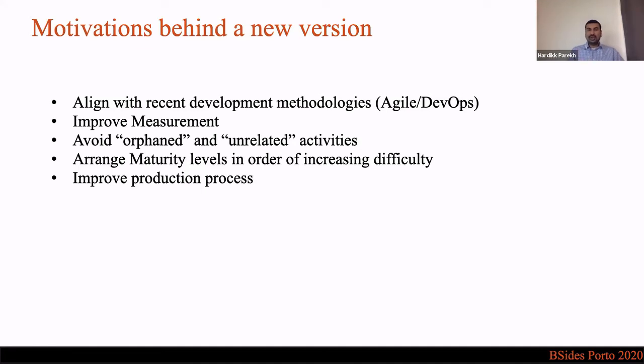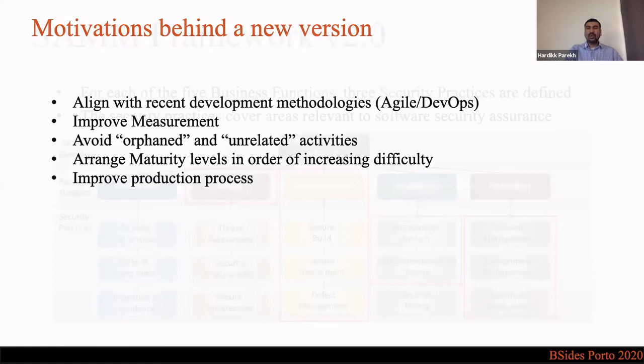Last but not least, we also wanted to improve the production process that we were using itself, and we were also using more of a waterfall model and not an agile iterative model. So these are some of the main motivations behind coming up with the new version of SAMM.